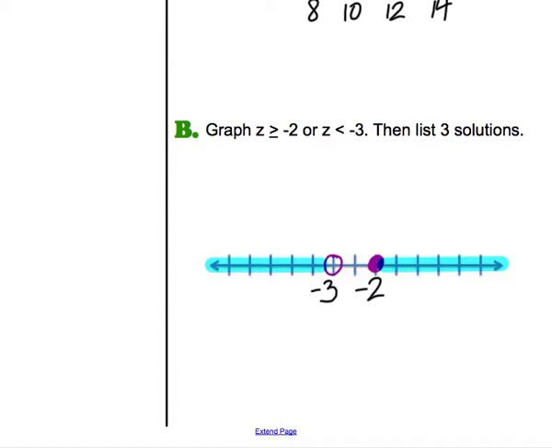Now we'll get into some more complicated ones in the next video on solving.